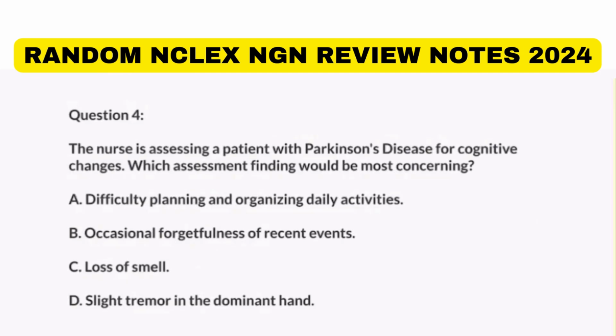Question 4. The nurse is assessing a patient with Parkinson's disease for cognitive changes. Which assessment finding would be most concerning? A. Difficulty planning and organizing daily activities. B. Occasional forgetfulness of recent events. C. Loss of smell. D. Slight tremor in the dominant hand.